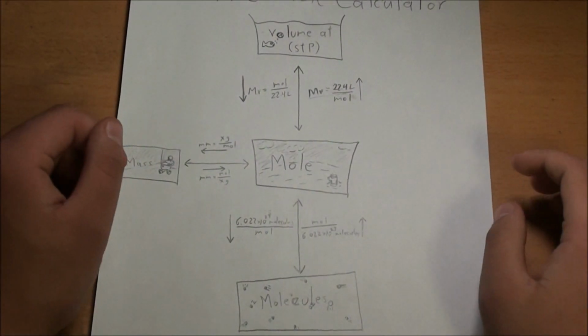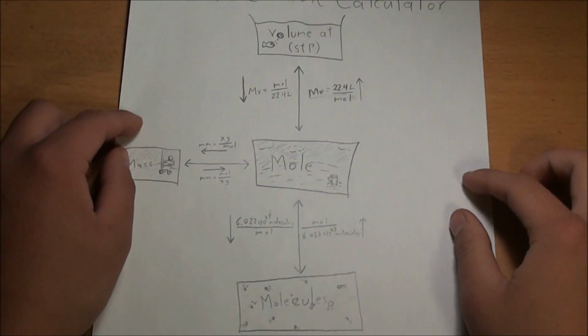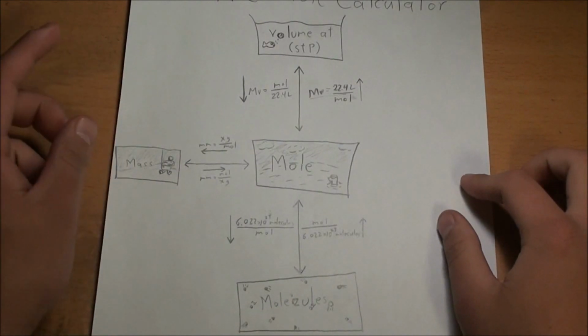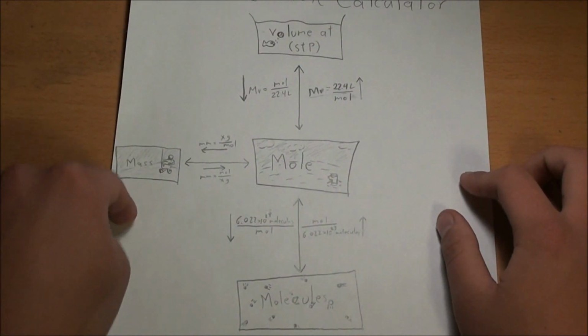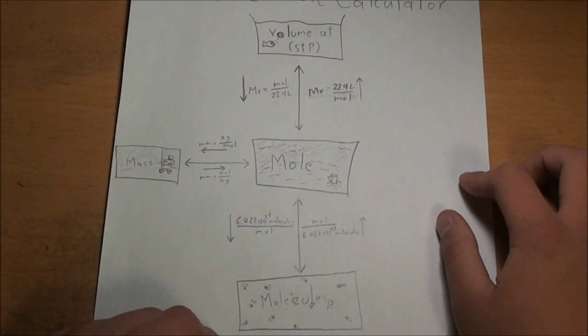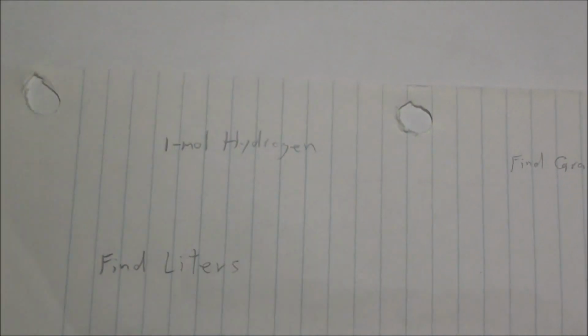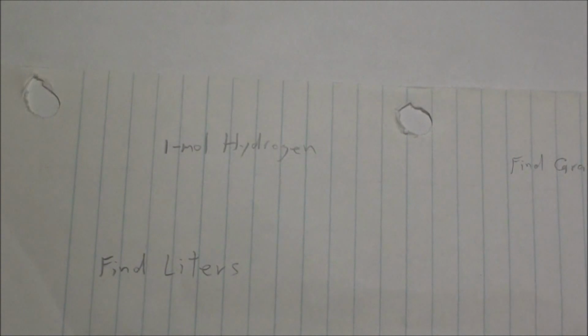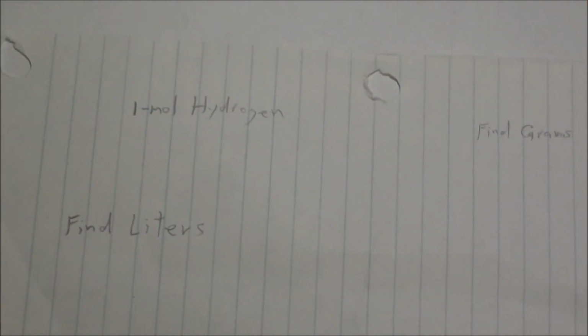As we go along in stoichiometry, one of the vital tools is the mole calculator. The mole calculator is a device we use so we can calculate the mole of an element to its mass, volume, or the molecules it has. Now I will demonstrate how to use a mole calculator, using the element hydrogen. So we have 1 mole of hydrogen.